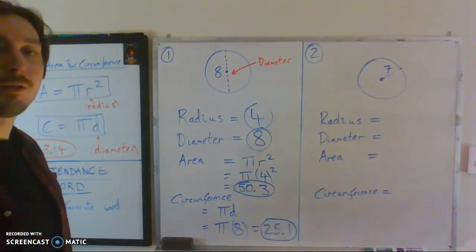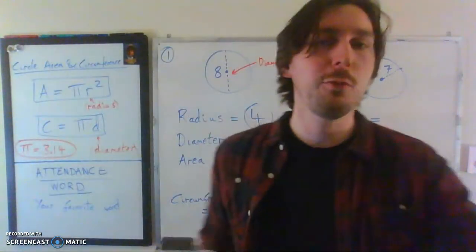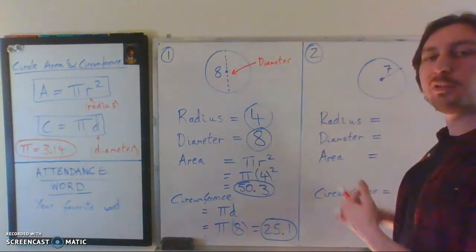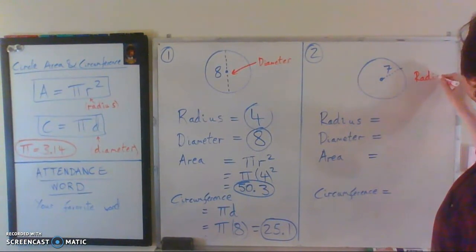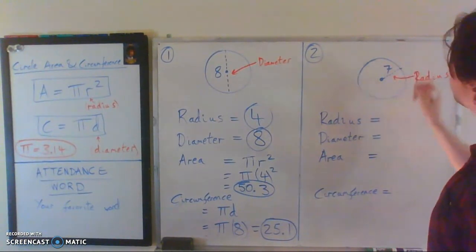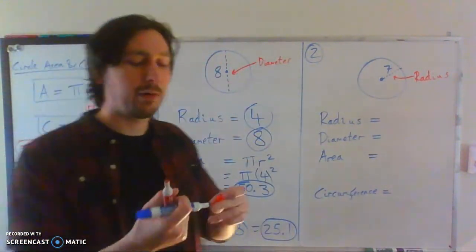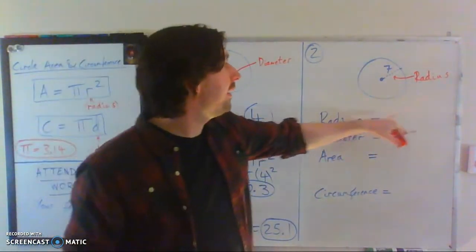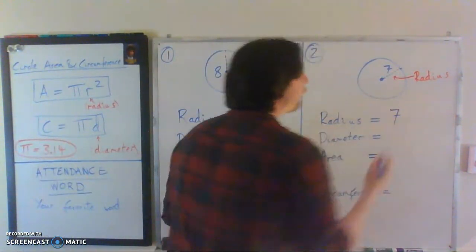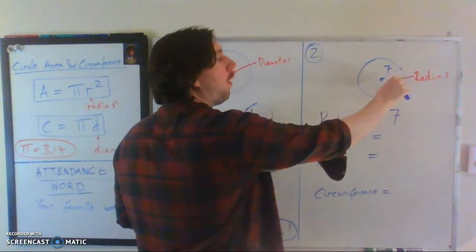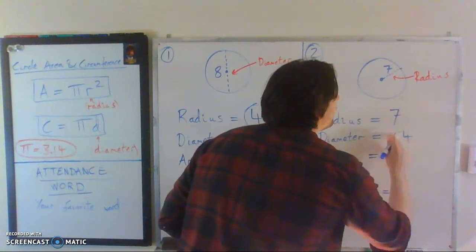So let's move on to number 2 now. We're going to do the same things, but instead of starting with the diameter, you can see you start with the radius here. The shorter word, radius, has the shorter length. Diameter is the whole thing, the longer word. So the radius is 7, and I can just put that right in. If the radius is 7, what would the whole way across be? It will be double that, 14.